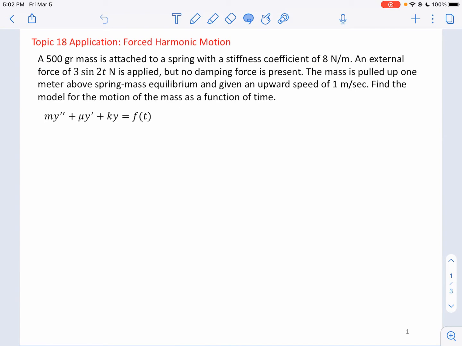Suppose a 500-gram mass is attached to a spring with a stiffness coefficient of 8 newtons per meter. An external force of 3 sine 2t newtons is applied, but no damping force is present. The mass is pulled 1 meter above spring mass equilibrium and given an upward speed of 1 meter per second. Find the model for the motion of the mass as a function of time.